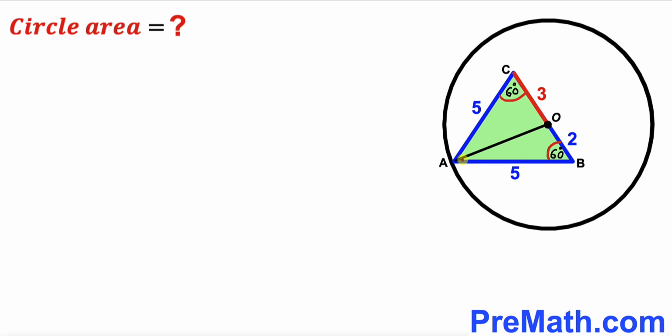Now let's make an observation. We can see AO is the radius of this circle. I'm going to label this radius as lowercase r. Our task is to find the value of radius r. Now we are going to focus on triangle AOC, whose side lengths are r, 3 and 5, and this angle is 60 degrees.